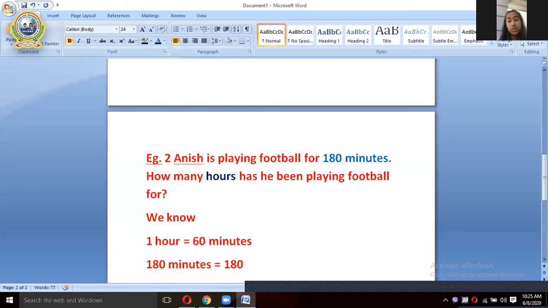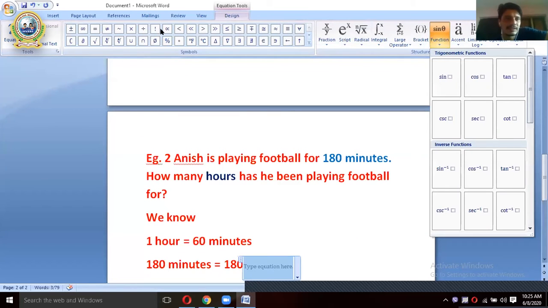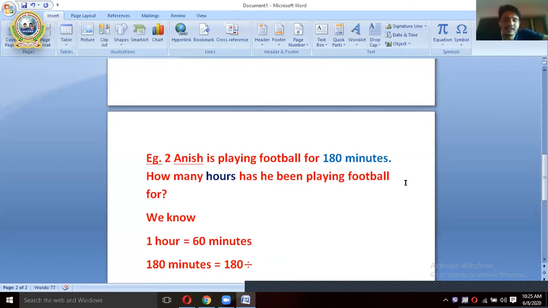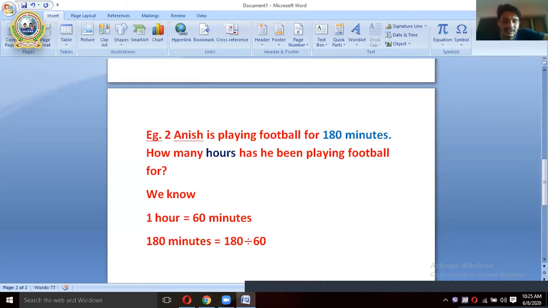In this case we'll have to divide by 60. Let me insert the division sign. So this is the division sign. 180 to be divided by 60. What happens when 180 is divided by 60? The answer comes 3. You should keep the equal sign at the right place. The answer comes 3 hours.